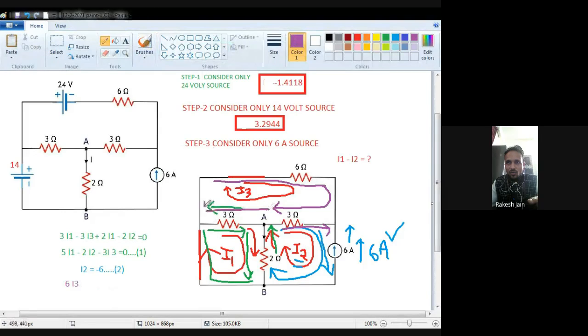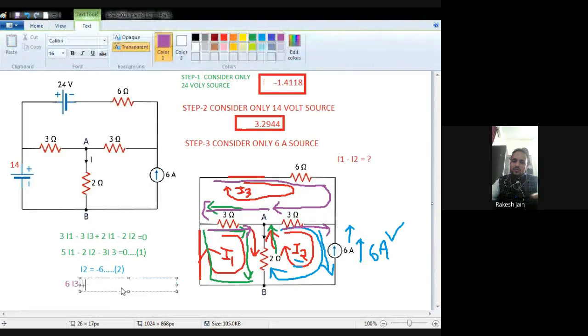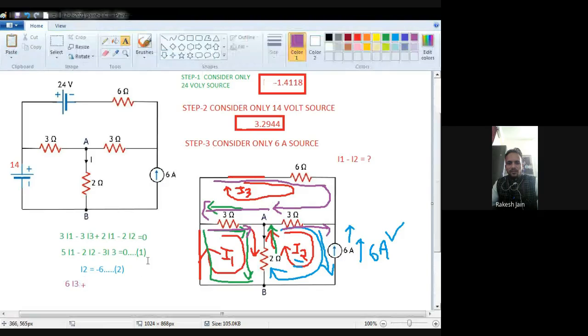I1 minus I2 is my question in step number 3. That is my goal to find out in step number 3. So first of all, just see mesh first. Starting from this 3 ohm resistance, I am going to show you only with this green color. I am going to write down the equation for the first mesh.